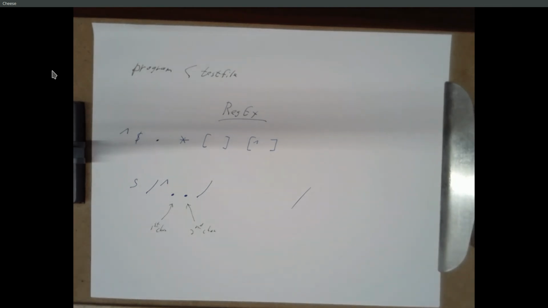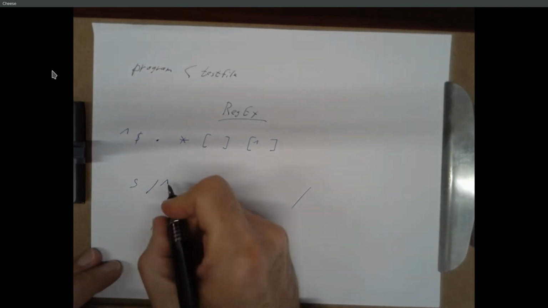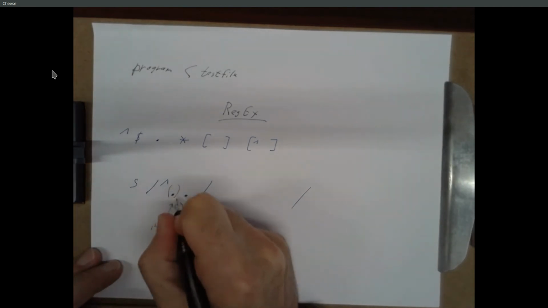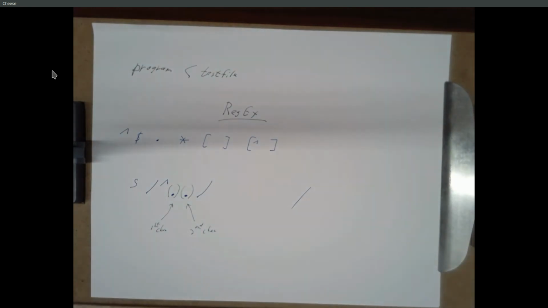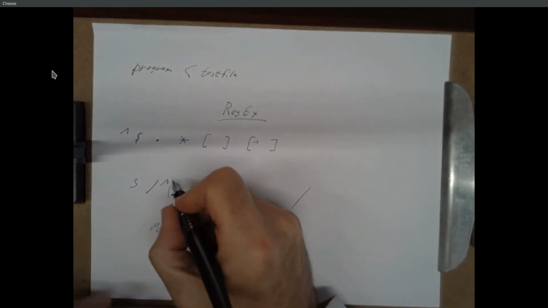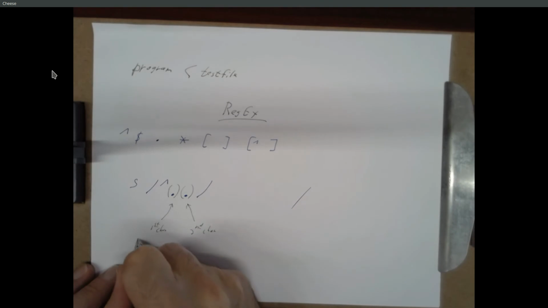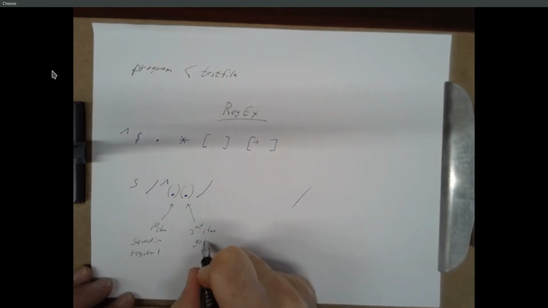So here's what you can do with these regular expressions. You can put parentheses around something. And when you have a pattern in parentheses, anything that matches that pattern goes into what's called a register. It's a temporary holding area. And so this first character gets saved in register 1. And the second character gets saved in register 2.